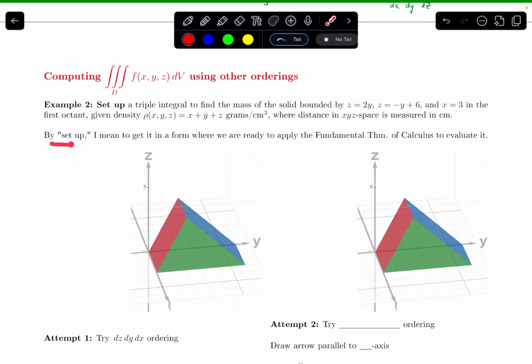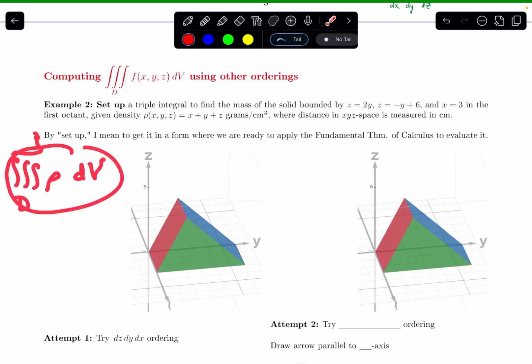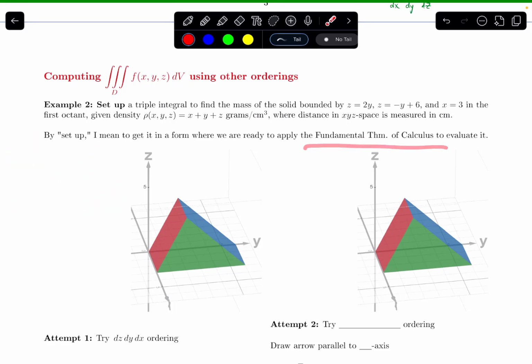And by setup here, I just mean to get it in a form where we are ready to apply the fundamental theorem of calculus to evaluate it. So, ordinarily to find mass, I know I need my triple integral over my region of my density function, and then I have my dv, but that is not ready to integrate. So by setup, I don't just mean put it like this. It means actually figure out all the limits of integration and have everything ready to do our antiderivatives.